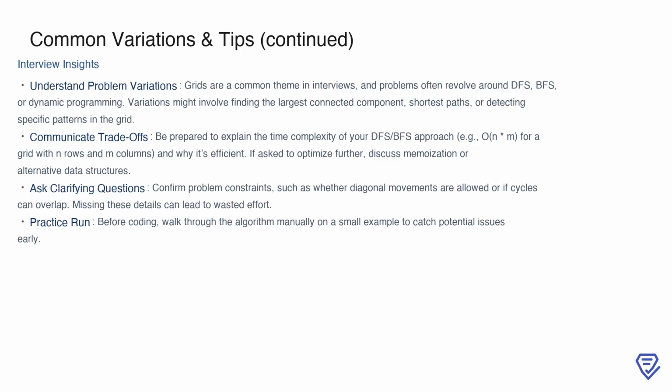Another key aspect is asking clarifying questions upfront. Confirm details such as whether diagonal movements are allowed or if cycles can overlap. Missing these constraints can lead you down an unproductive path. Finally, always try a practice run on a small example before diving into the code. This step can help you identify potential logical errors early in the process.